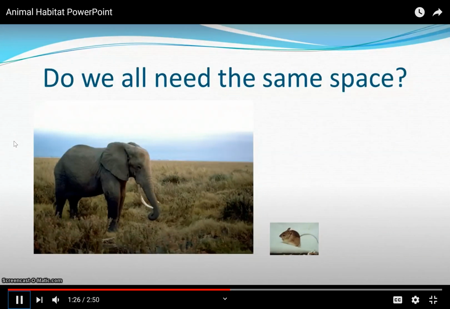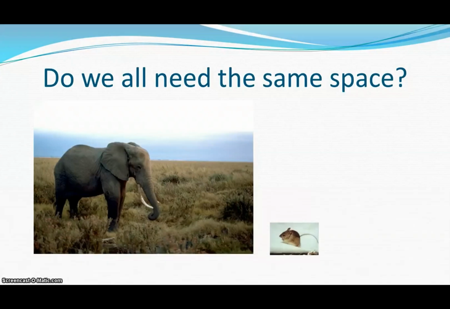Animals need room to spread out and hunt. They need to be able to run or do any other thing necessary to living. Does this animal, this large elephant, need the same amount of space as a small mouse?